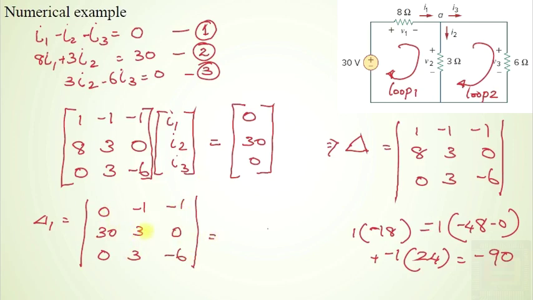This will be equal to 0 into this, minus 1 into minus 180, so minus 180, plus minus 1 into 90. So it is minus 270. Similarly, you can find delta 2 and delta 3. Delta 2 is obtained by replacing the second column with this column matrix, and delta 3 is obtained by replacing the third column with this matrix.